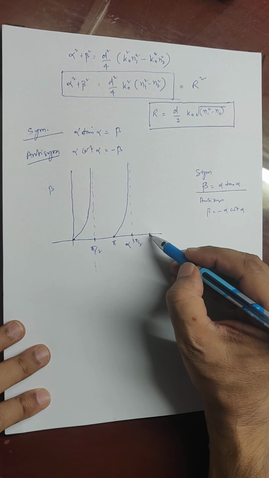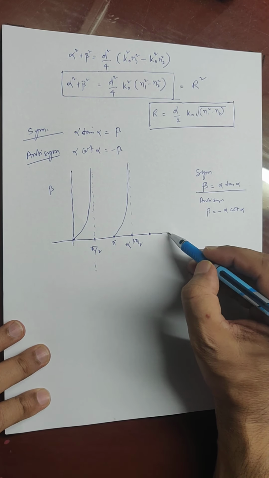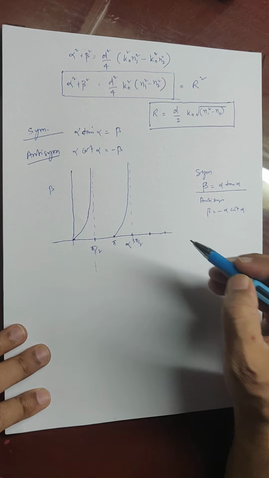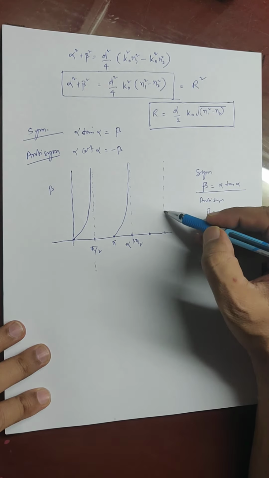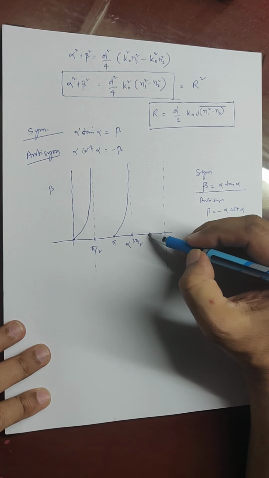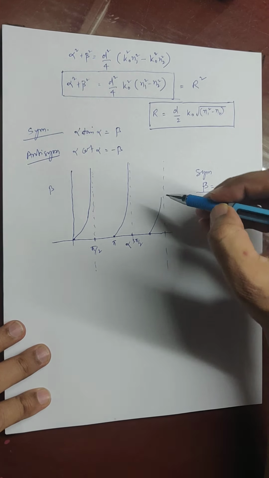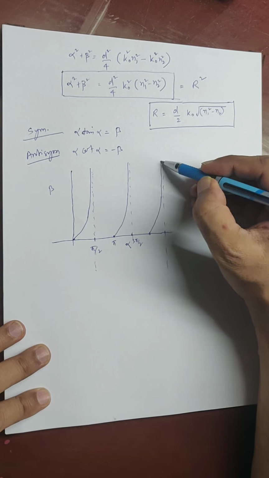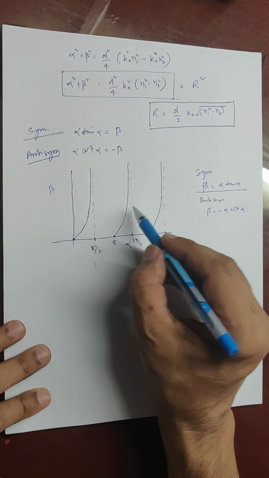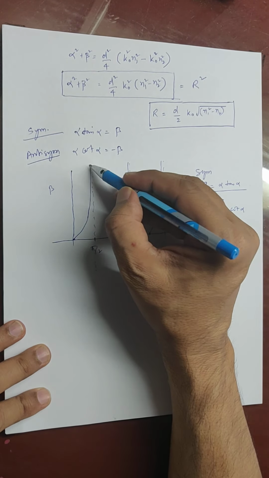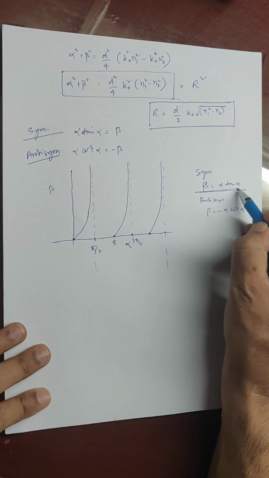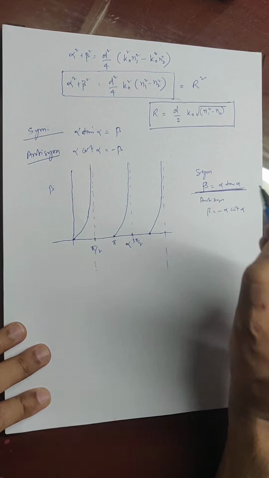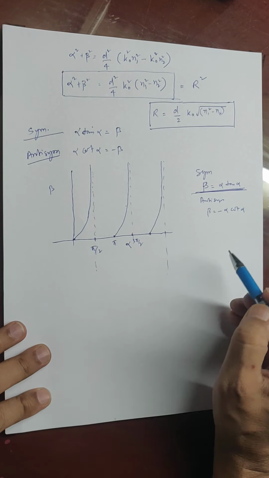Again at 2 pi it would be 0, and at 5 pi by 2 again it would be infinite. So the curve would be like this. So all these lines that we have drawn are the curve for beta equal to alpha tan alpha. Okay, all the three lines that we have drawn.